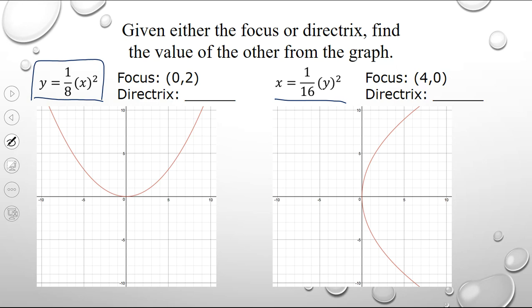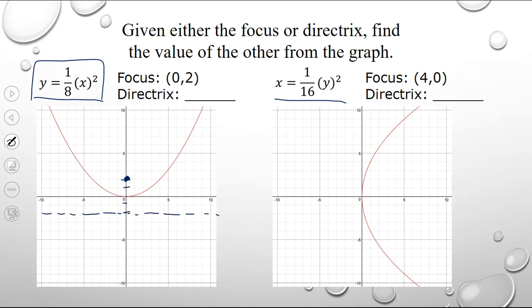All right, so our focus is at 0, 2. So if it's about here, right, that's my focus. Now, if that's where my focus is, where is my directrix is the question. Well, again, if I know that the focus is 2 units above the vertex, that means the directrix is going to be 2 units below the vertex. So the directrix is going to be right here.